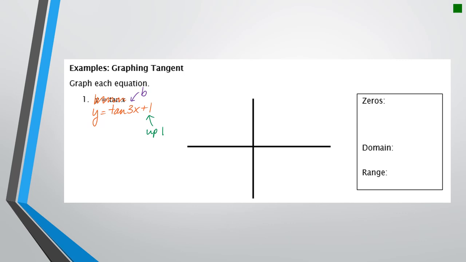So the first thing I want to do is remind you about the asymptotes and how we're going to figure those out. So we're going to set up two equations, bx equals -π/2 and bx equals +π/2. And in this problem, our bx is actually going to be 3x. So I'm going to say 3x equals -π/2 and 3x equals +π/2. Now, even though we have two equations, we're really only going to be solving one at a time because they'll be the same answer with opposite signs.